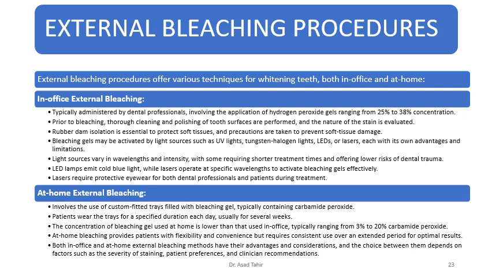At-home external bleaching involves the use of custom-fitted trays filled with bleaching gel, typically containing carbamide peroxide. Patients wear the trays for a specified duration each day, usually for several weeks. The concentration of bleaching gel used at home is lower than that used in office, typically ranging from 3% to 20% carbamide peroxide.